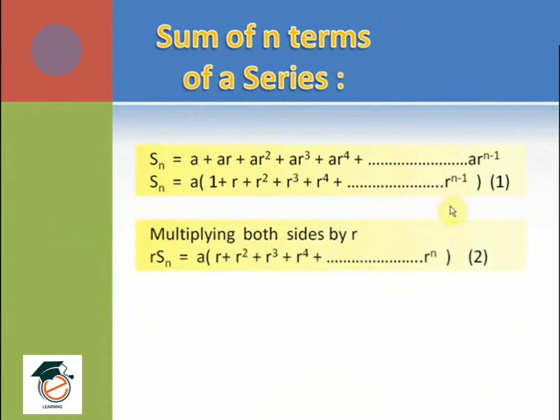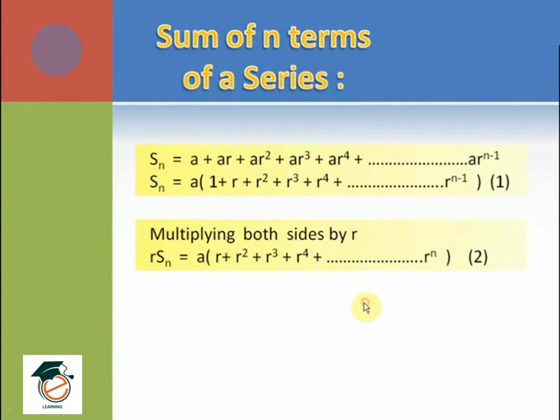What we do is we multiply both sides of this equation by r. R is the common ratio. So what we get is r times Sn equal to a into r plus r square plus r cube plus r to the power of 4 and so on up to r to the power of n. And let us say that this is equation number 2. So we have simply multiplied equation number 1 by r, and so we get equation number 2.